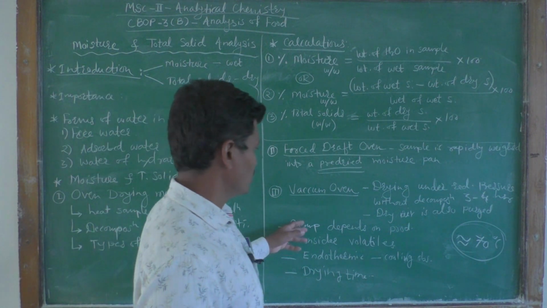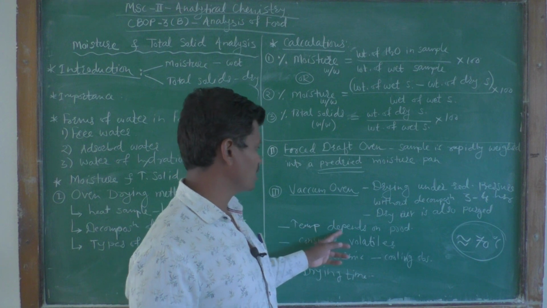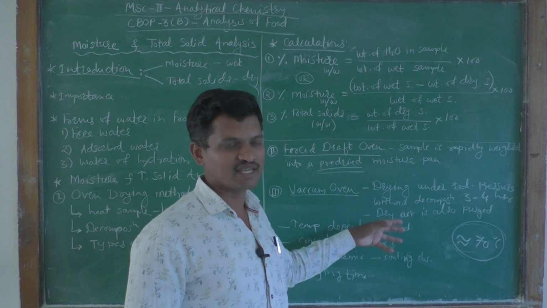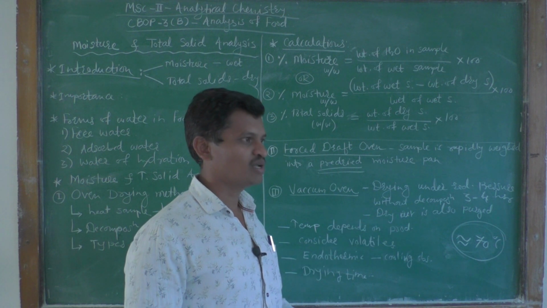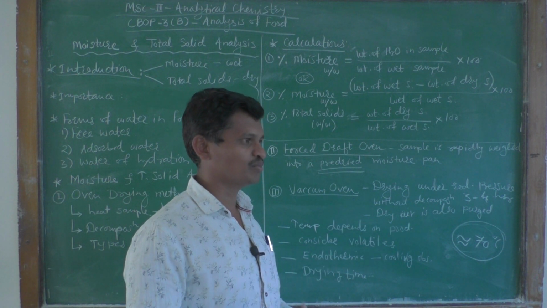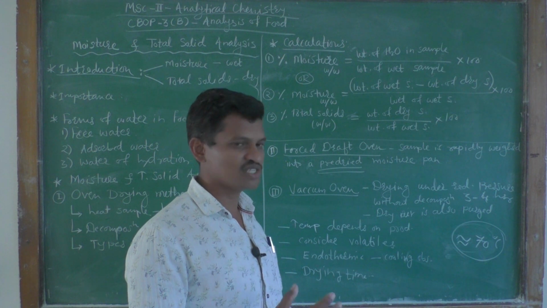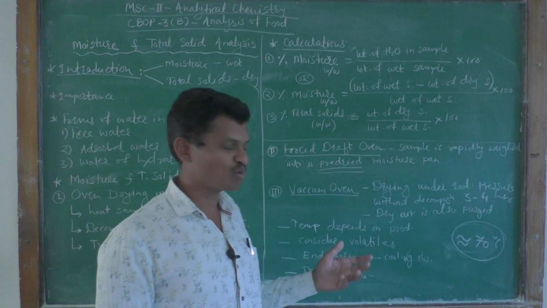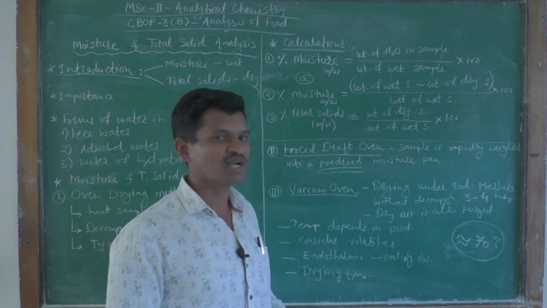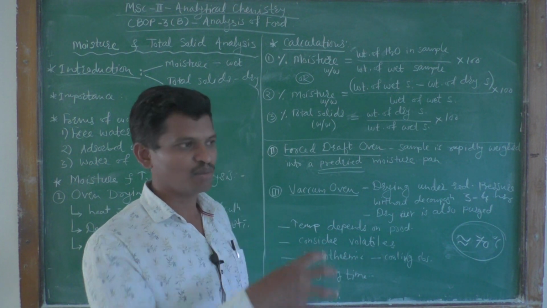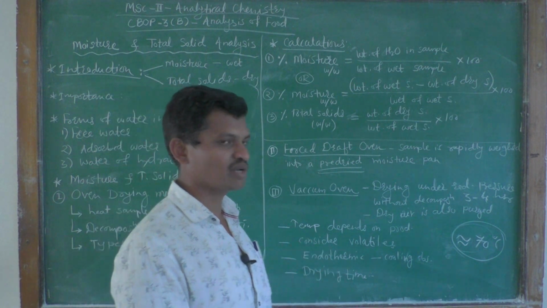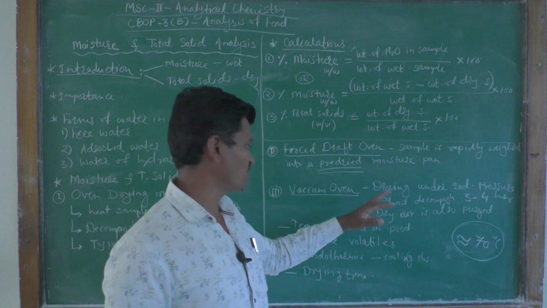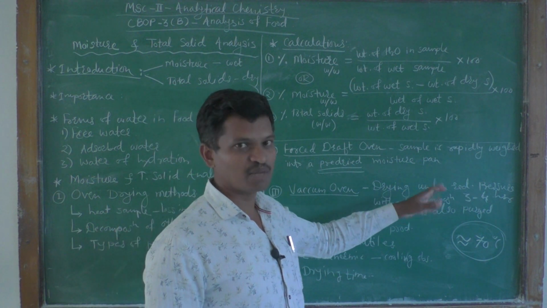No doubt the temperature depends on the product, which type of food product we are analyzing. For example, liquid samples like sugar syrup, jam, jellies, cocoa products. Liquid products contain mainly water as the main constituent, so the pressure and temperature can be adjusted.